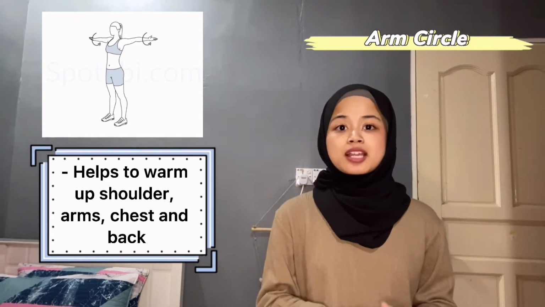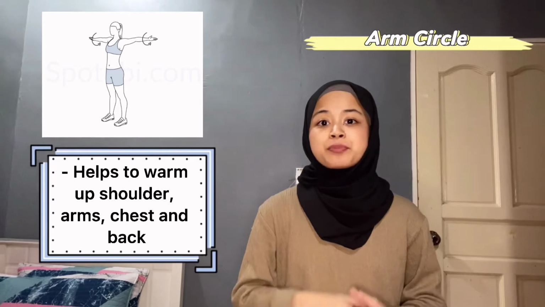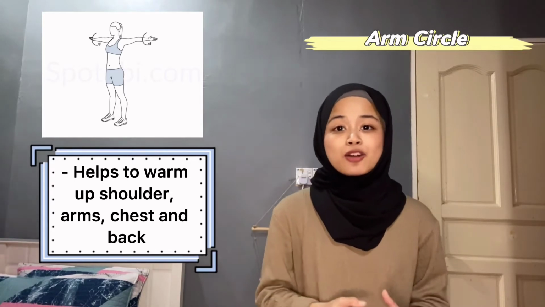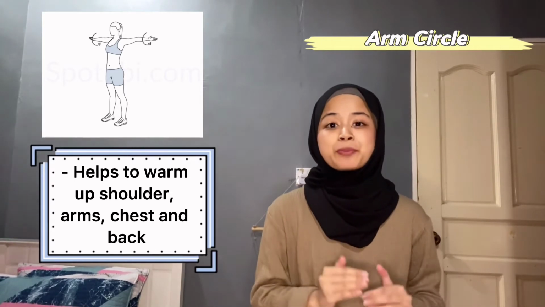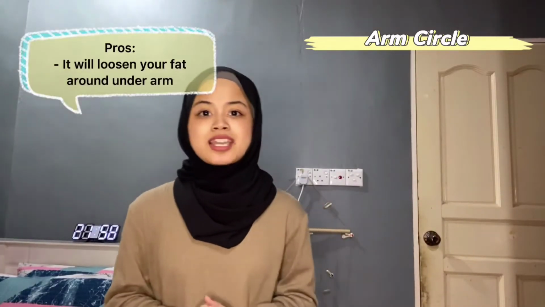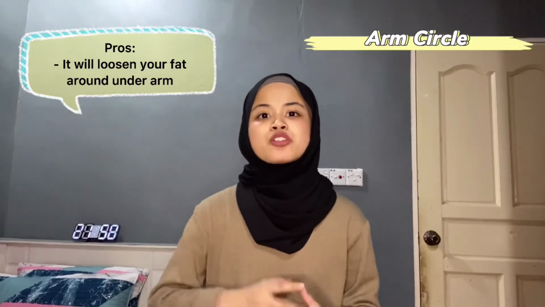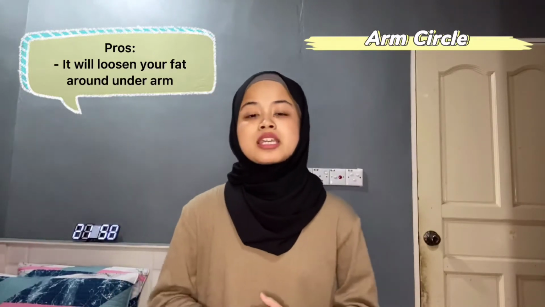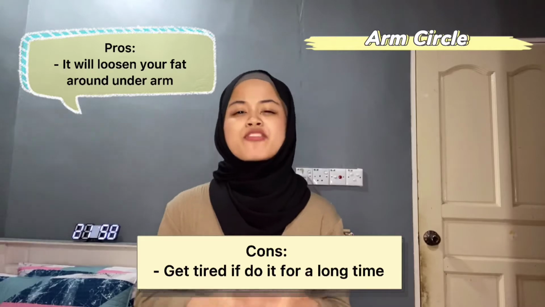This is a great exercise to incorporate at the beginning of an upper body workout to prevent injuries and prepare the body for strength training. Engage core muscle, keep your back and your arms straight, and maintain a smooth and deep breathing pattern. Keep your head up and your body in a T position. The pros: by doing this, it will loosen your fat around your underarm, and the cons is you will get tired if you do it for a long time.